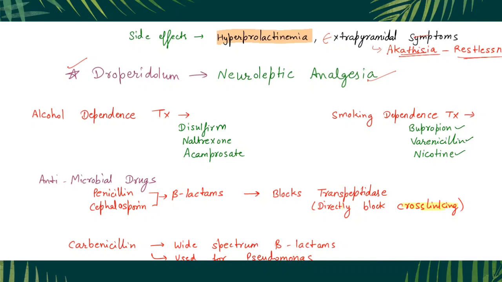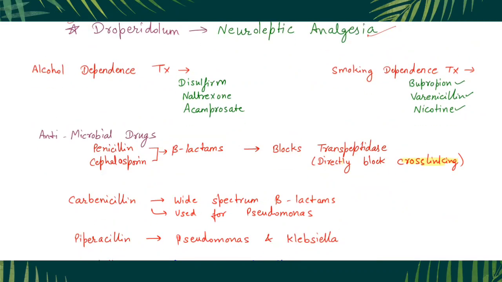Okay. Then there is a big group of drugs, the antimicrobial drugs, where there are loads of bacterial antibiotics, and also antifungal and antiviral, which all come under antimicrobial drugs. Let's discuss these. We have penicillin and cephalosporin, these are the beta-lactams. They block the transpeptidase enzymes, thereby breaking the cross-linking of the cell wall. That's why penicillin and cephalosporin are beta-lactams.